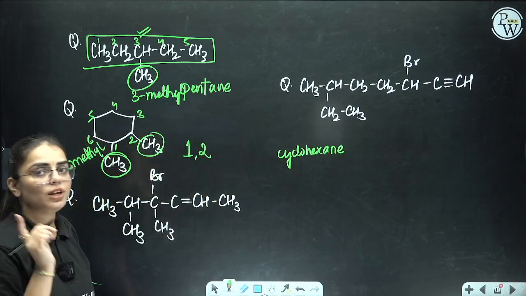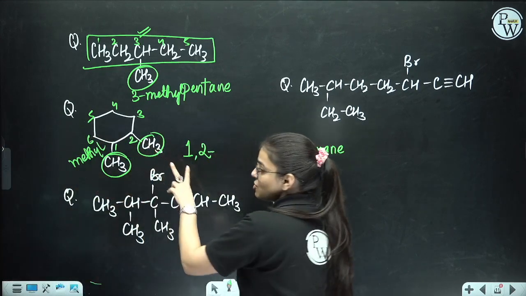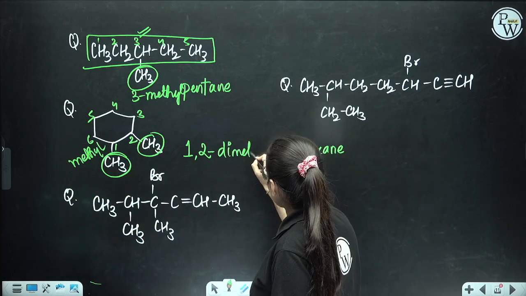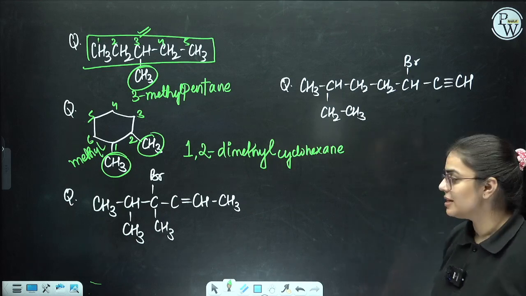Now only I told you, if you are writing two numbers together, put a comma. Now comes dash. They are both twice, no, because it is 2CH3. So it comes out to be di, and then it is methyl basically, and then it is cyclohexane. So the name is 1,2-dimethyl cyclohexane.